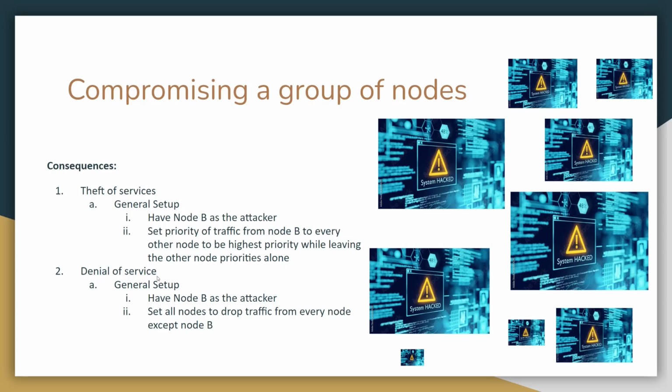Then we have the denial of service, whose general setup would be to have node B as the attacker, and then we'd set all nodes to drop traffic from every other node except node B.